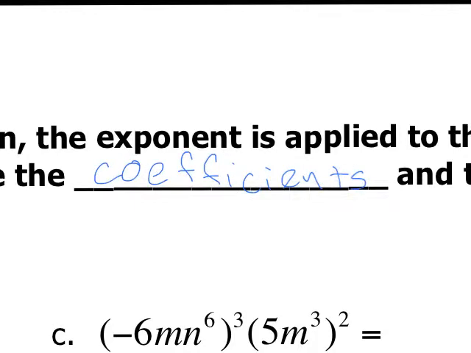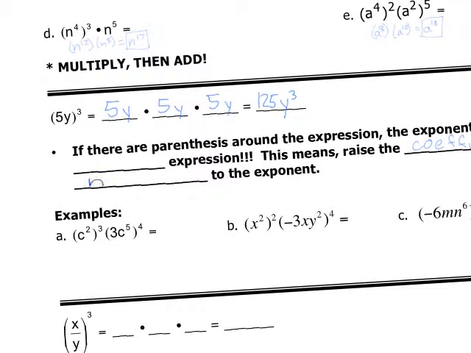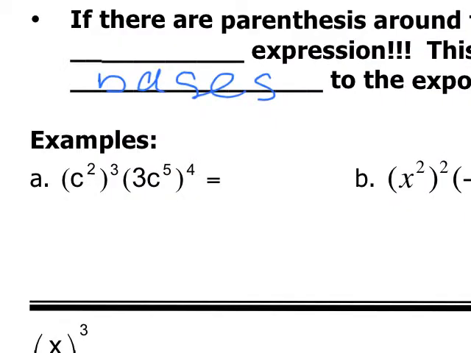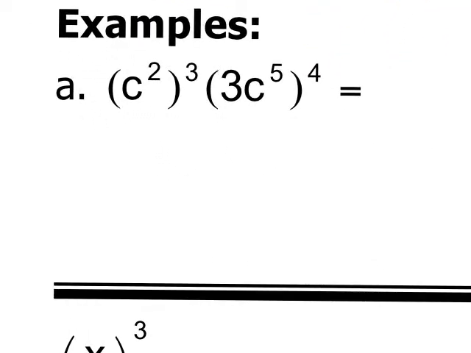Okay, so I need to multiply or raise the coefficients and the bases to the exponent. Okay, so let's try one together here. I always go through and do my power to power first. So let's look at A. Each of my sets of parentheses, those are two big parts. I'm going to do both of those parts first because they both have an extra power on the outside. So they're both power to power.